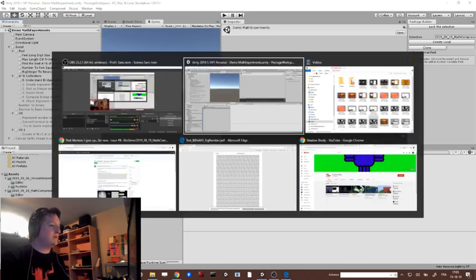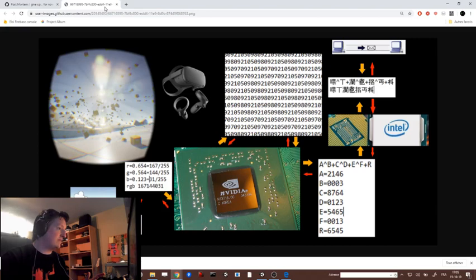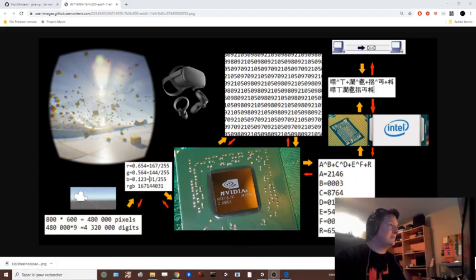So, what is the idea? The idea is kind of simple. You have an image produced by the Quest. We don't want this image. We want more this image. So, we have a camera in the scene. This camera is producing 800 multiplied by 600 pixels.